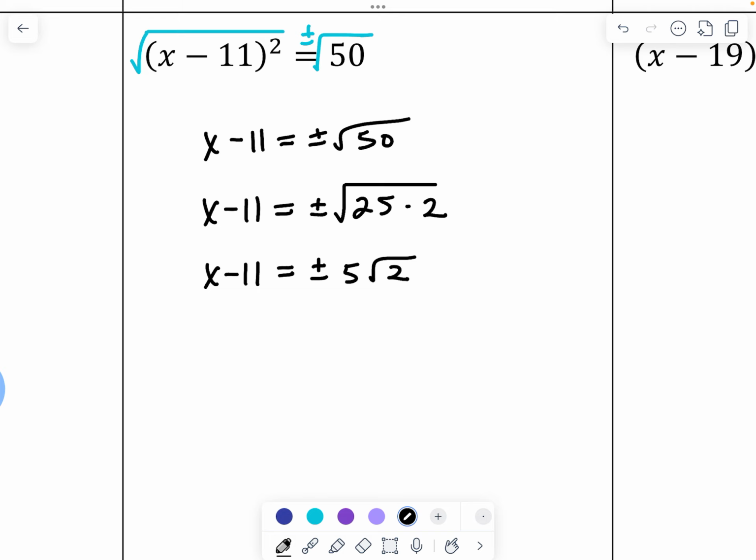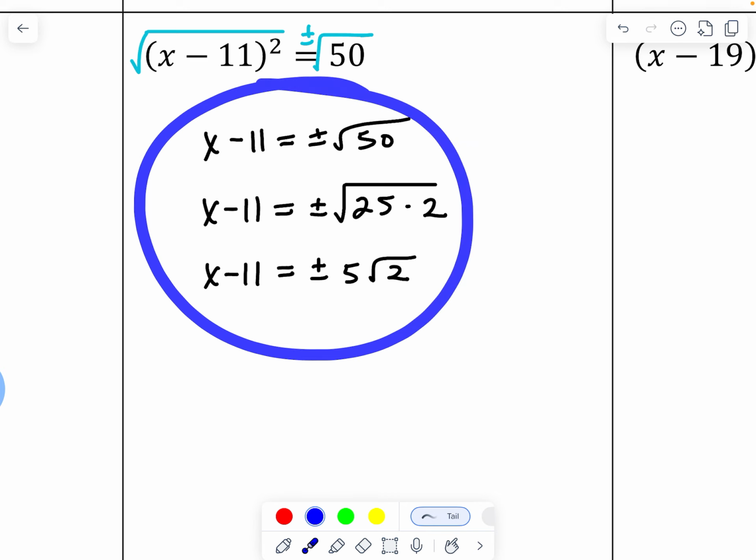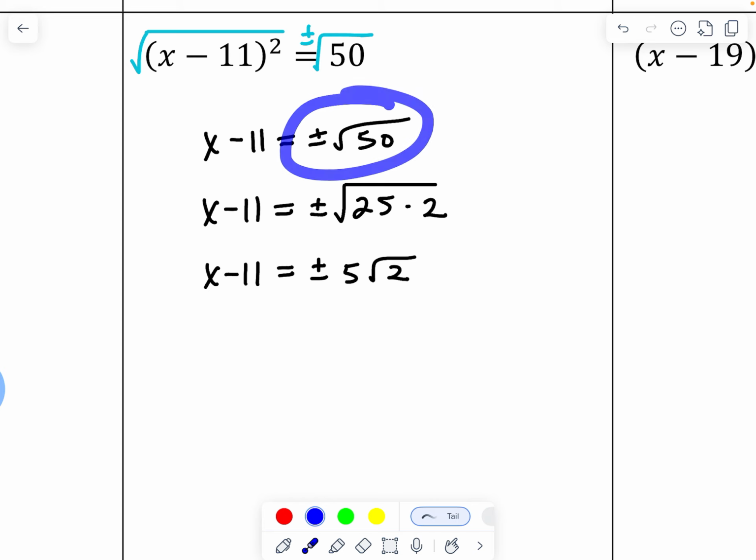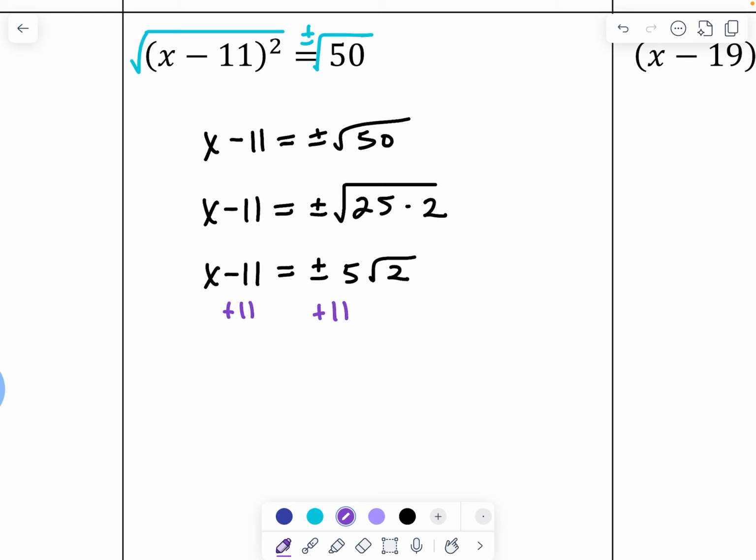Okay. So, yeah, in these 3 steps right here, we actually didn't do anything to progress in solving. All we did was simplify the root 50. Now we're going to deal with this minus 11. What do you do with the minus 11? You add it to both sides. Good. Okay.